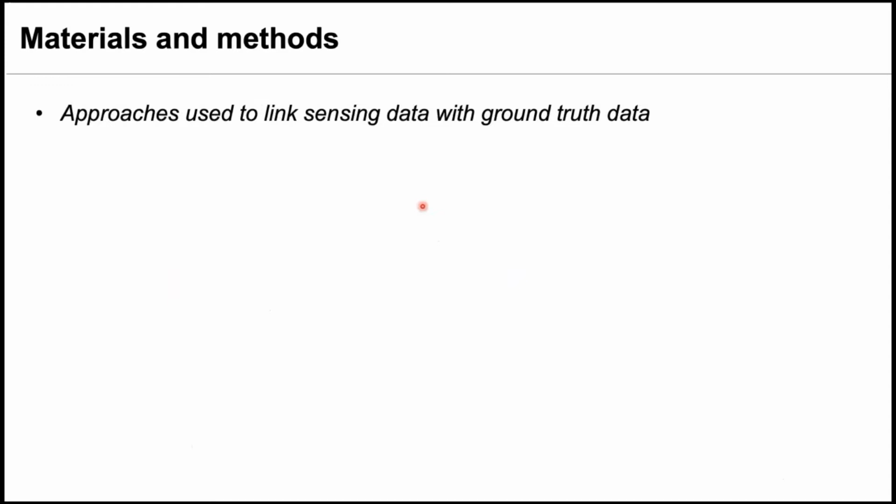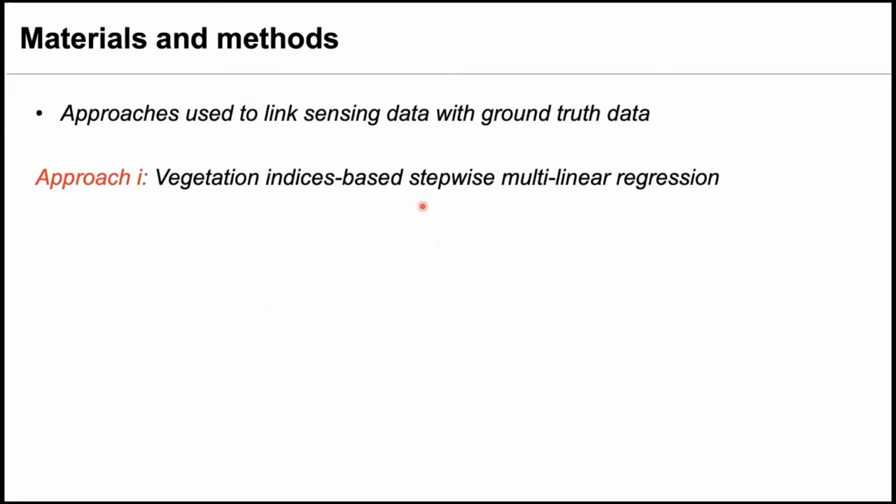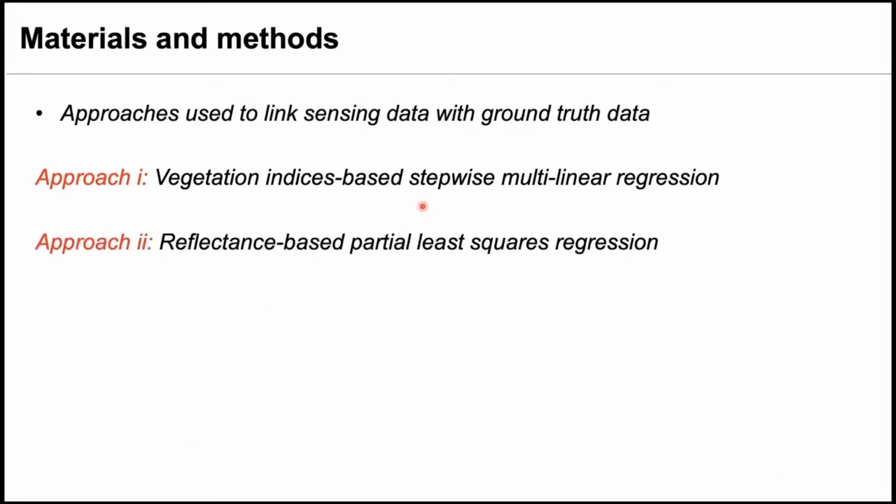While we have the ground truth data and the sensing data, two approaches were used to link these two types of data together. And the first approach was vegetation index-based stepwise multilinear regression. And the second approach was reflectance-based partial least squares regression.